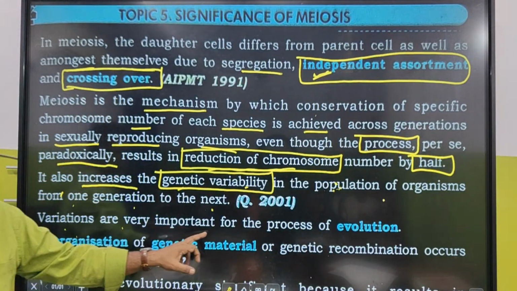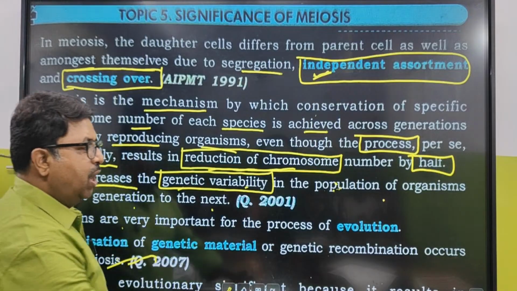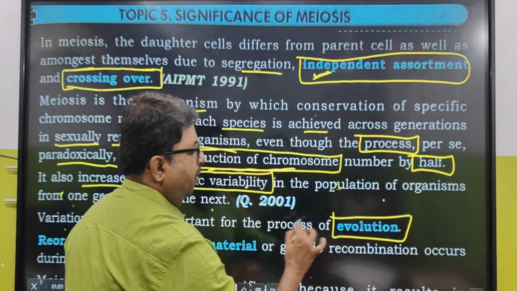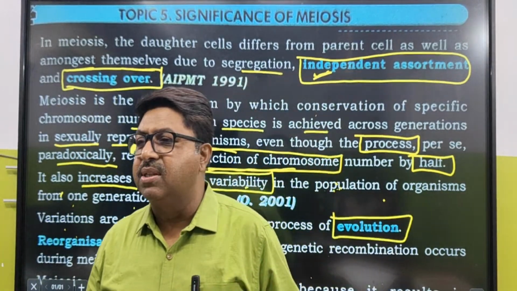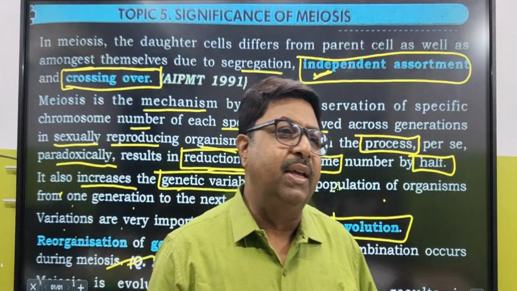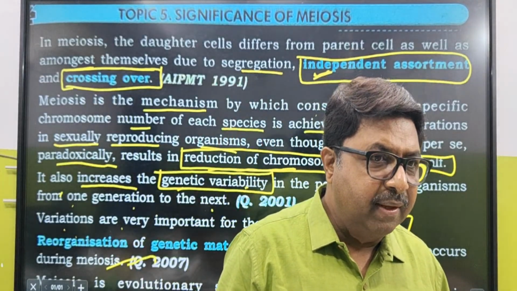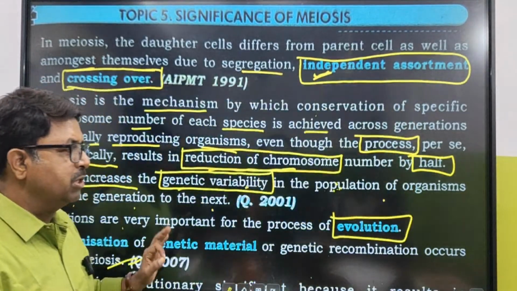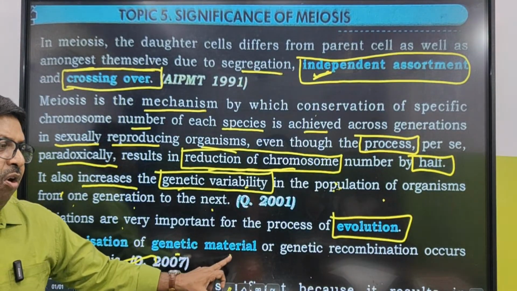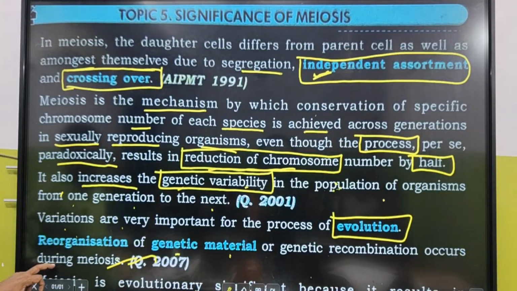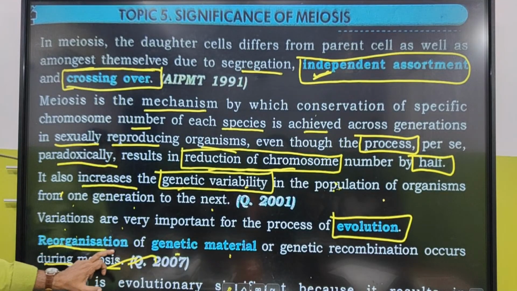Variations are very important for the process of evolution. So without variation, you cannot have evolution. So what is the one word we can use? What is the significance of meiosis? It is by the help of meiosis only that evolution is possible. Clear? Evolution is possible only with the help of meiosis. Reorganization of genetic material or genetic recombination occurs during meiosis. Look, reorganization of genetic material is possible only in the case of meiosis.